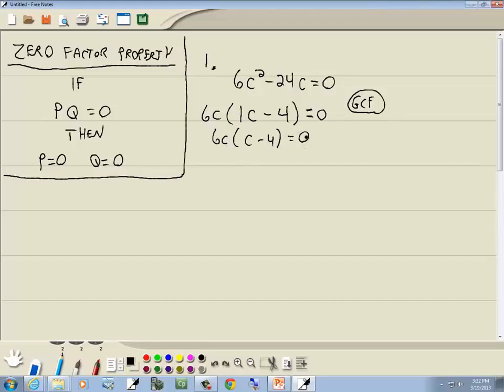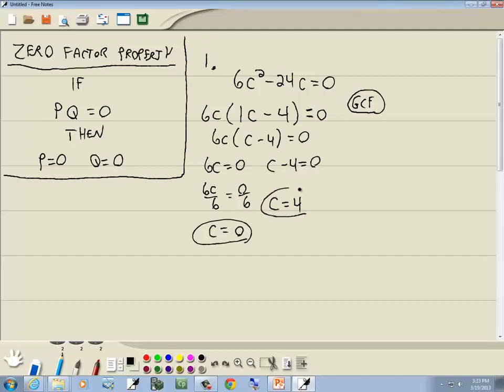Zero factor property says you get 0 on one side, you factor the other side, you set each factor equal to 0. So I'll set 6c equal to 0, and I'll set c minus 4 equal to 0. And now we just solve these. These are linear equations. This one, we'll divide both sides by 6. And 0 divided by 6 is 0. And on this one, we'll take negative 4 over to the right side, and it becomes a positive 4. And those are our two answers.